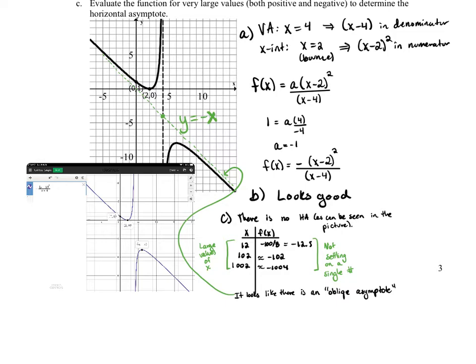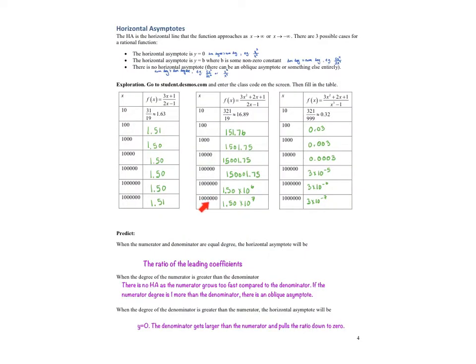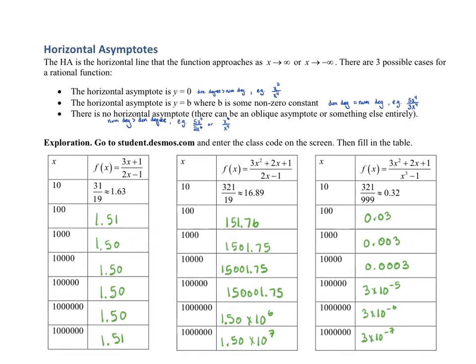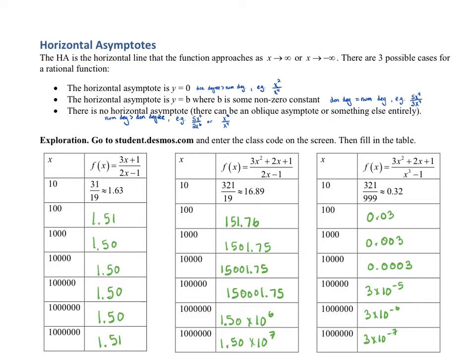So how do you know? Do I have a horizontal asymptote, or do I have a slant asymptote, or do I have nothing? So let's take a look at the next page. There are 3 cases that can happen. As a reminder, the horizontal asymptote is a horizontal line that the function approaches as x goes to infinity or as x goes to negative infinity.